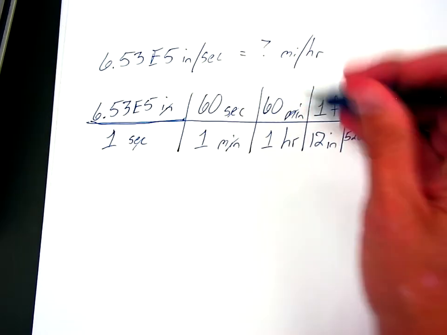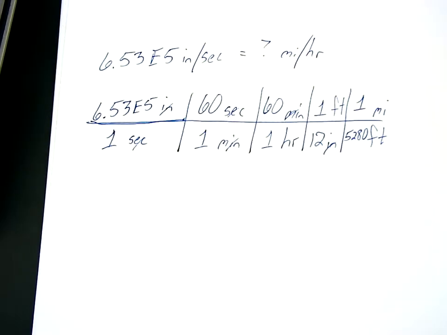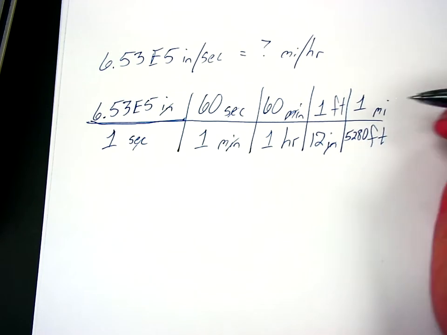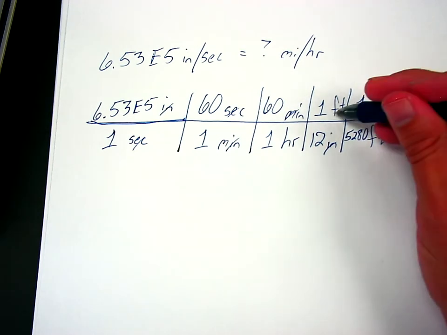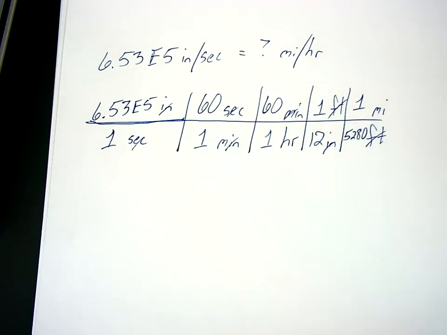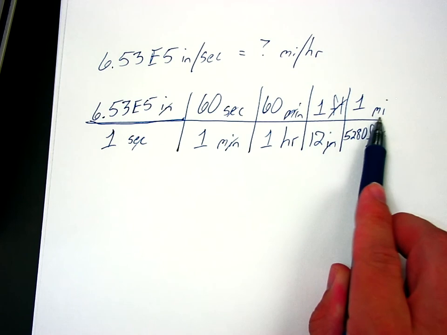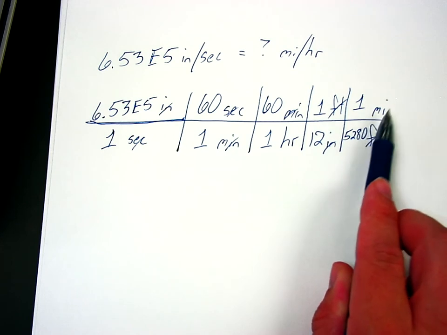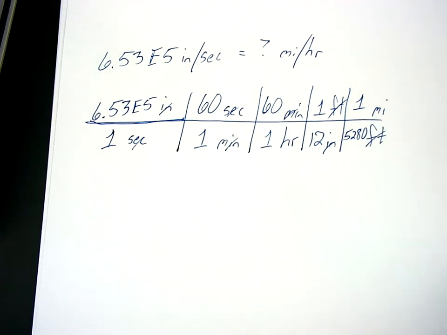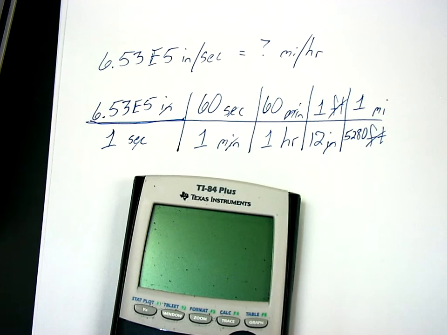Inches is on top and on bottom, so it disappears. Feet is on top and on bottom, so it disappears. And I'm left with just miles. Miles per hour. So now we can run the grid.